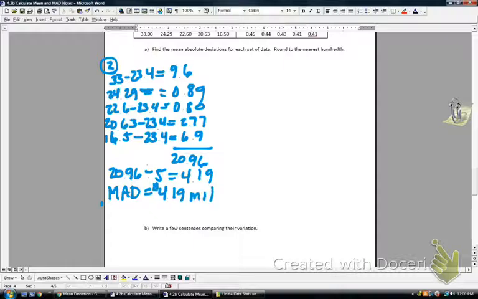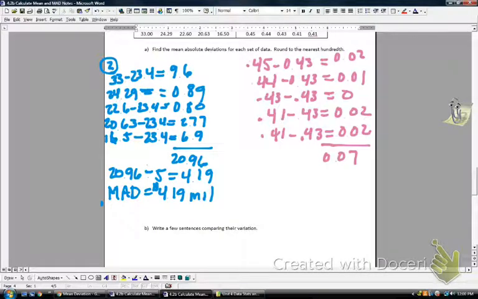And then I'm going to do the same thing for the bottom 5 salaries. Okay, so I've done the same thing for the bottom 5 salaries, and then I've added them up, and I've got 0.07. So I'm going to take that divided by 5, and I get about 0.01. So my mean absolute deviation is $0.01 million.